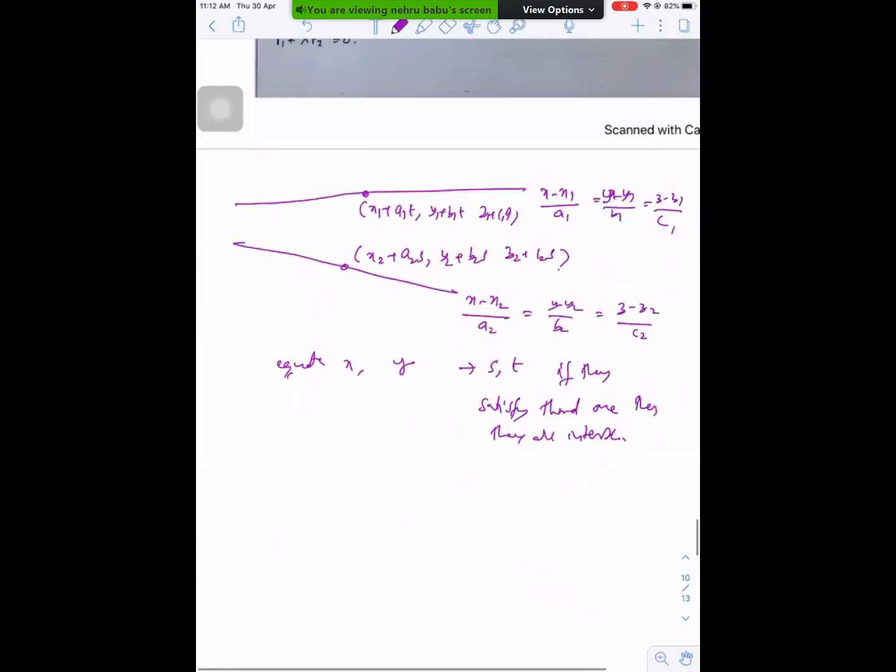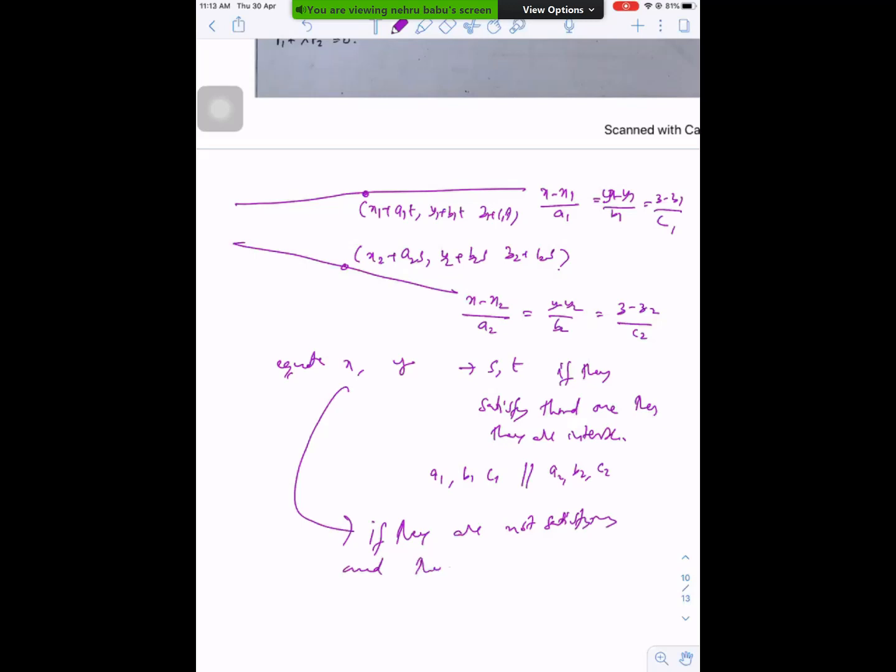And here, no doubt, for parallel we already know the condition: a1, b1, c1 is parallel to a2, b2, c2, means in terms of vectors. Then they are parallel, so obviously you don't get any solution. And here, if they are not satisfying and they are not parallel, then obviously they are skew lines.